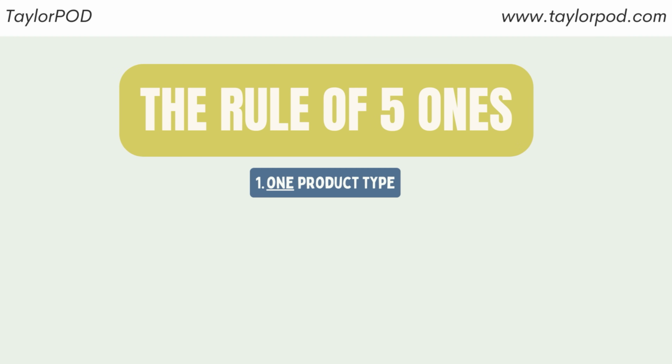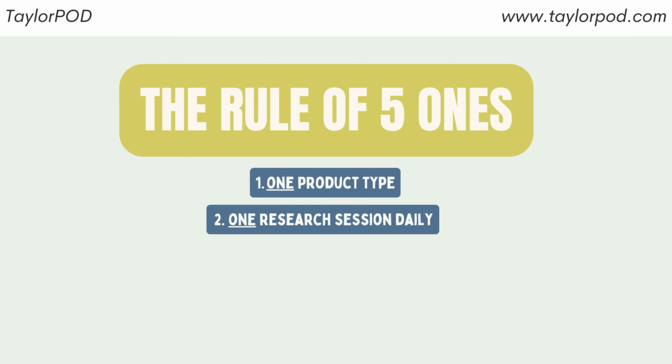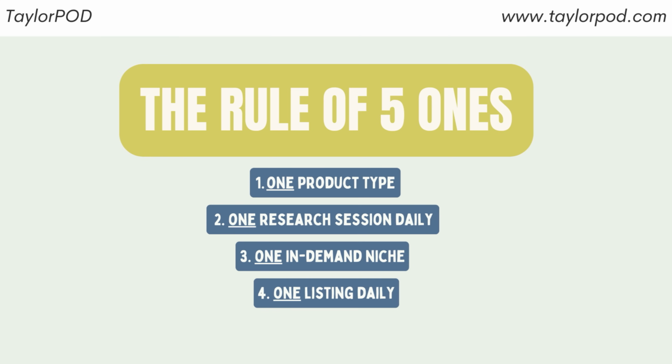The rule of 5 1s consists of focusing on one product type, having one research session daily, which contributes into keyword research as well as design research, focusing on one in-demand niche and building that niche out thoroughly, focusing on one listing a day, all with one goal in mind, and that is to reach your first 100 sales. There is a method behind my madness and why this works so well.